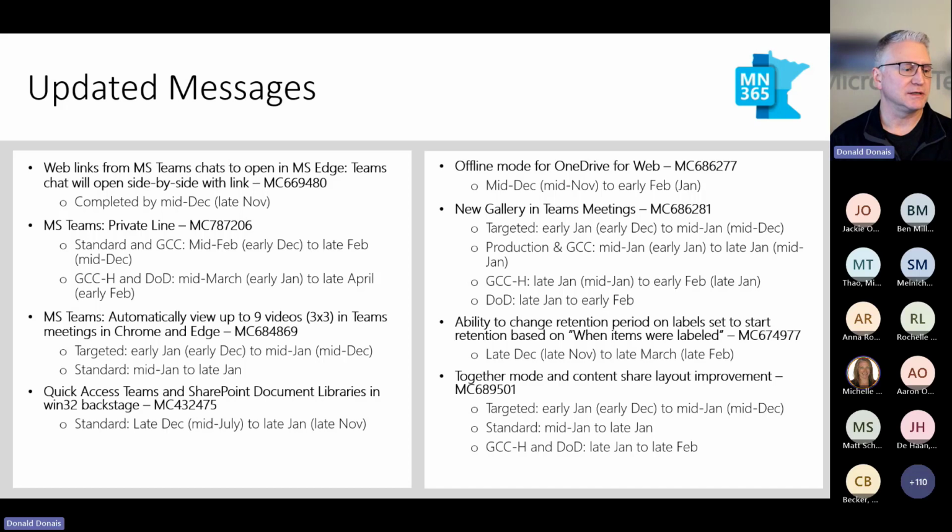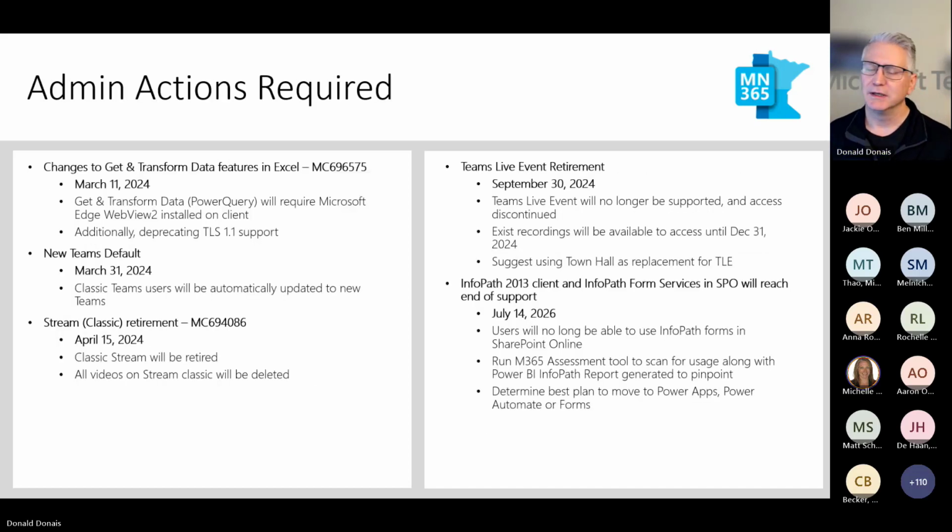Check out these dates, and most importantly, your admin action updates that require some things you need to get done before the deadline. One of them, the new one that's in there, is March 11th. This is for the Get and Transform Data features in Excel. Make sure you check that out. There's some updates going on there.